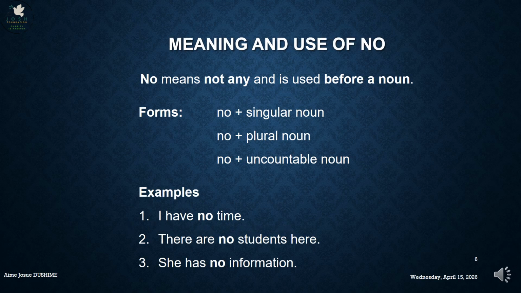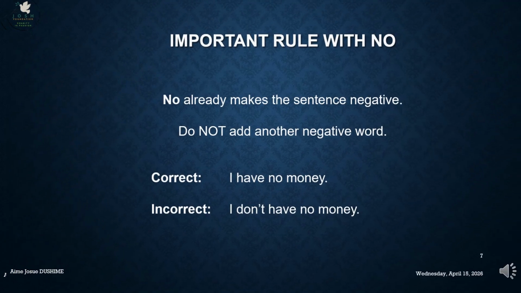Let's see the meaning and use of no. No means not any and is used before a noun. Remember, when you use no, you should put a noun there to follow it. It is no plus singular noun, no plus plural noun, or no plus uncountable noun, any kind of noun. I have no time. There are no students here. She has no information.